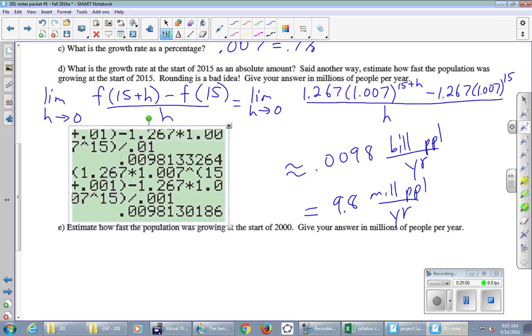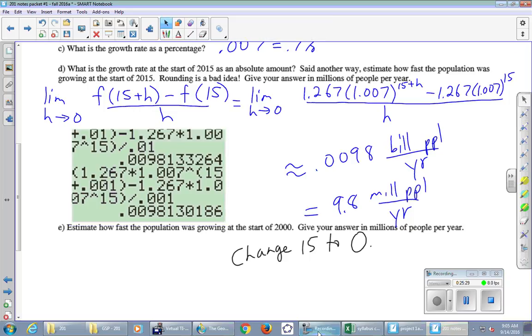Okay, part E says estimate how fast the population was growing at the start of 2000. It's almost exactly the same problem. All we're changing is what to what. Change 15 to, for the year 2000, 0, right? Because we were going years from 2000.